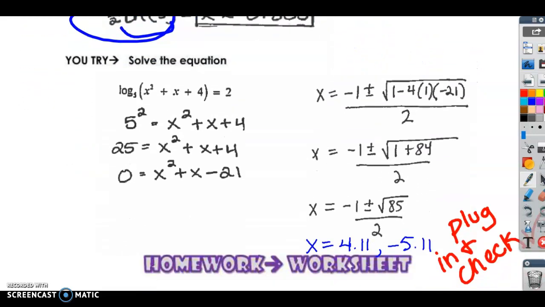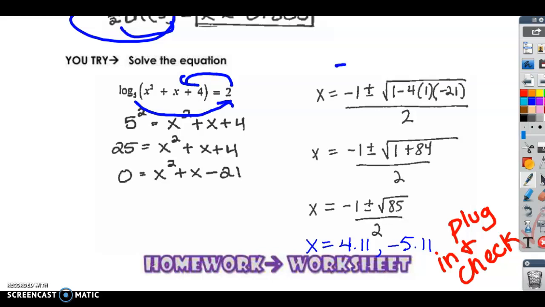Last two, I'll show you the you-tries. Wow, I'm saying quite a lot. 5 squared equals all that stuff. This one's nice because when you throw everything to the same side, you end up getting x squared plus x minus 21, and you're like, great, I can factor it. No, you can't. If you can't factor, you either have to complete the square. Usually I like to do quadratic formula.